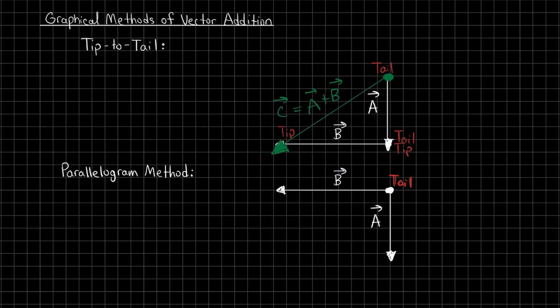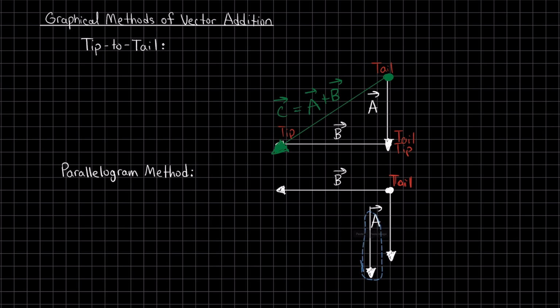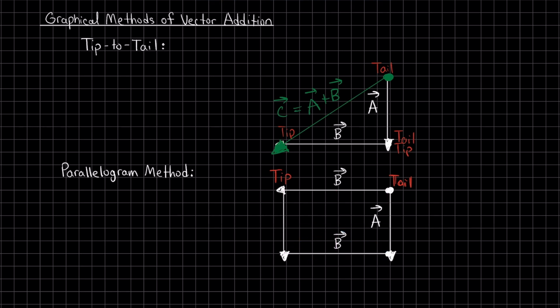How I do that is that I'm essentially going to take vector A and I'm going to copy it. I'm going to make a copy right here. I'm going to take vector A and I'm going to slide it over until I get to the tip of vector B. And I'm going to perform the same thing for vector B. I'm going to copy it, and then I'm going to slide it down until I complete the parallelogram. In this case, I've constructed a rectangle. Remember, a rectangle is a parallelogram.